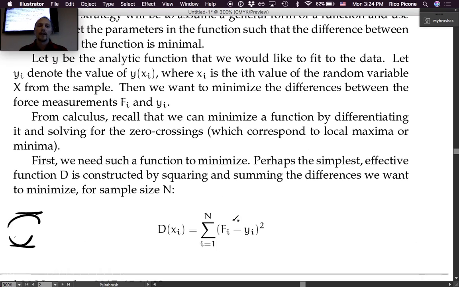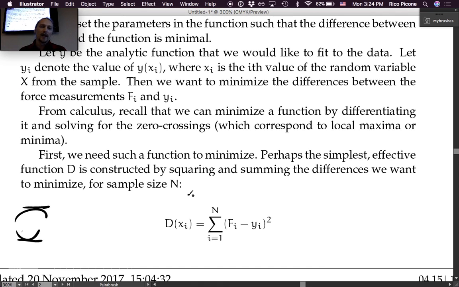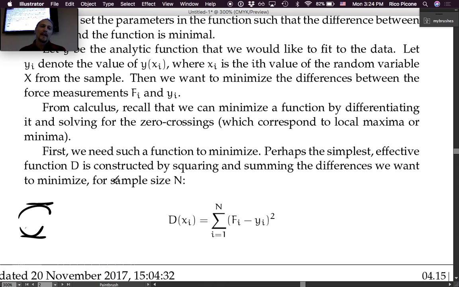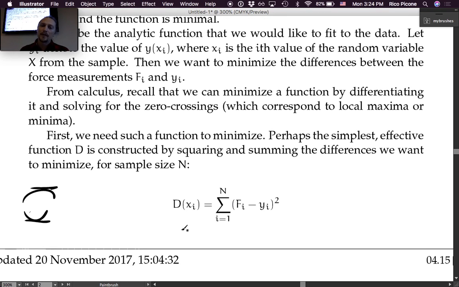So the simplest, or perhaps the simplest, effective function d is constructed by squaring and summing the differences we want to minimize. For sample size n, you take the difference between the measured value and the analytic value, and you square it, and you sum them up. Why do we square it?